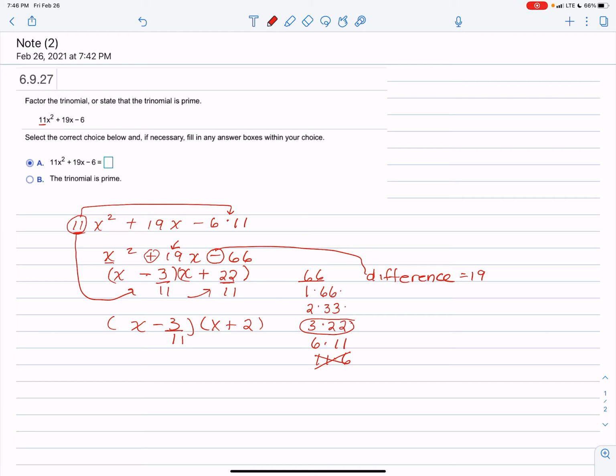And we don't want to leave a fraction in any of the factors. So what we'll do is take that denominator and slide it in front of the x. So I'll have 11x minus 3 times x plus 2. That would be our answer.